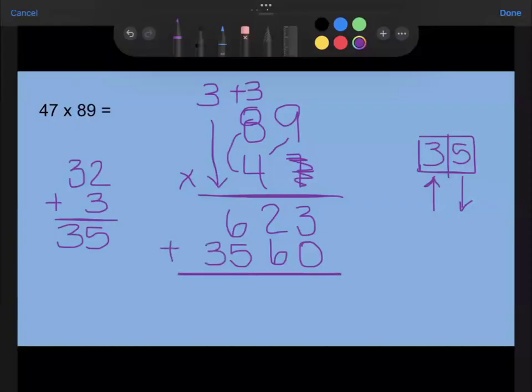Our last step is to add these together. So that would be 3, that would be 8, 11, and 4. So the final answer here should be 4,183.